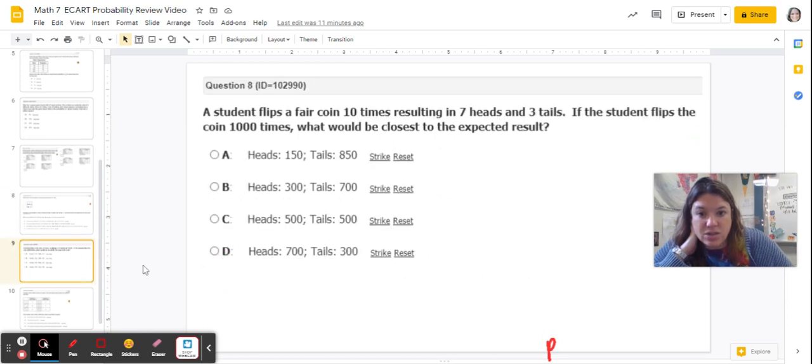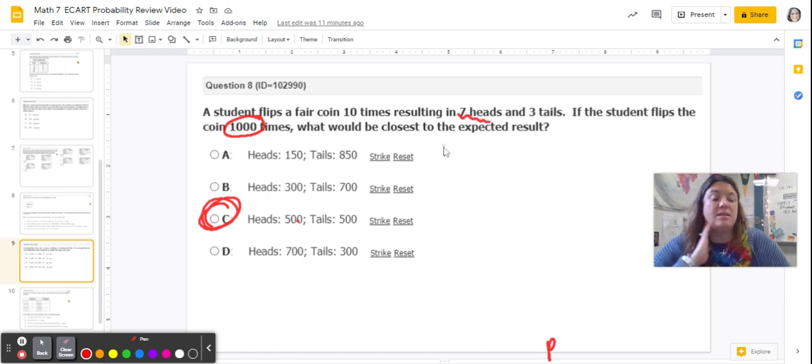All right, question 8. A student flips a coin 10 times and he got 7 heads and 3 tails. If the student flips the coin 1,000 times, what would be closest to the expected result? So this one is the law of large numbers, in that if we flip something 1,000 times, the closer you're going to get to 50-50, or half heads and half tails. If we flip 1,000, then 500 is half. It doesn't matter that this experiment did 7 heads. The law of large numbers is that the more you flip it, the closer it gets to the theoretical.